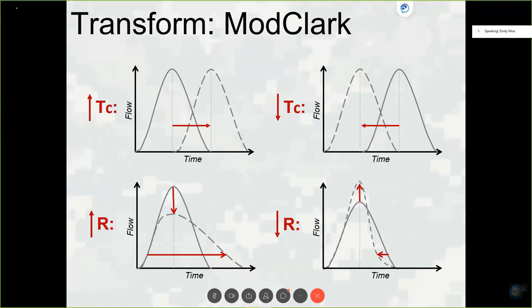And in the opposite direction, if you lower that R value, it's kind of like pinching it. It reduces the amount of storage, so it drives up the peak, and it brings the total event volume closer in, and produces a steeper or a pinched hydrograph like that.